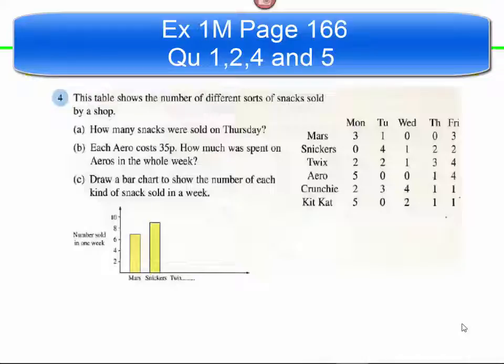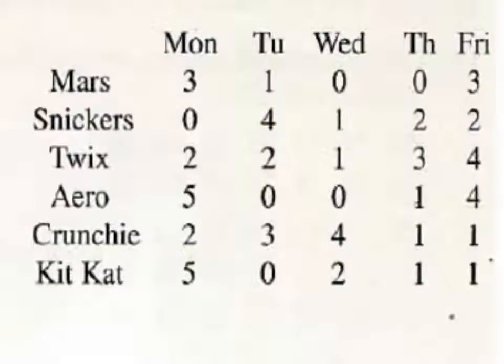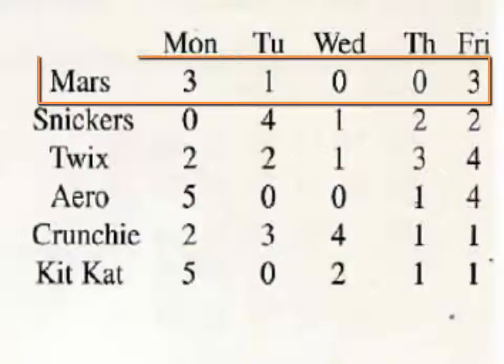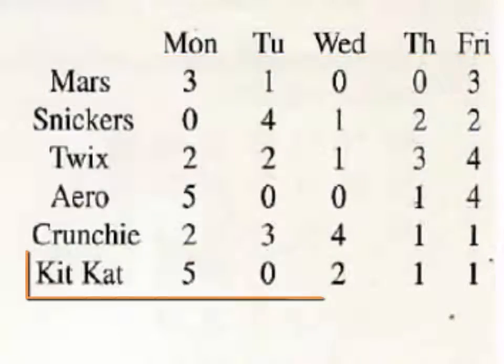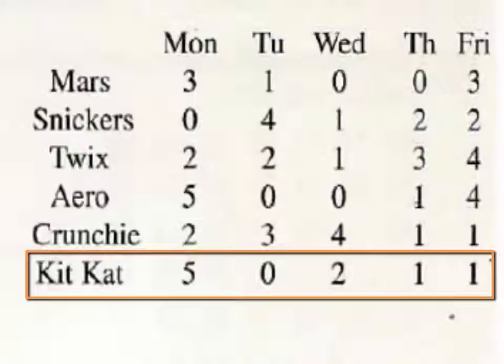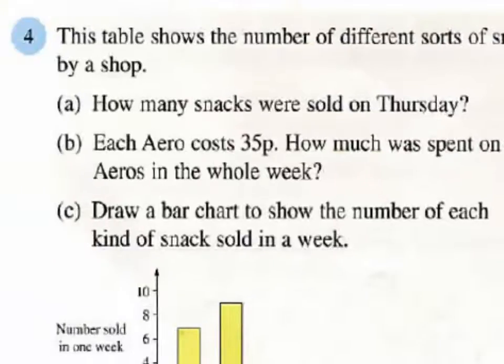Question 4 shows us some details about snacks consumed in a week. We've got over here on the right hand side Mars bars, Snickers, Twix, Aero down to Kit Kat, and the different days of the week, Monday through to Friday. So for example, for Mars bars we've got Monday 3 were sold, Tuesday 1, Wednesday none, Thursday none, Friday 3. Whereas Kit Kat 5 were sold on Monday, none on Tuesday, 2 on Wednesday, 1 on Thursday and 1 on Friday. The first question, part A, how many snacks were sold on Thursday?